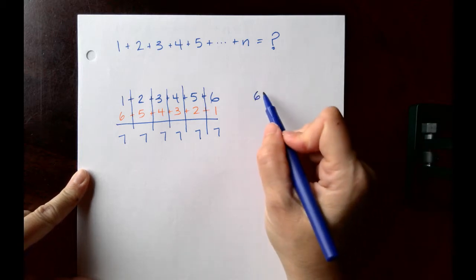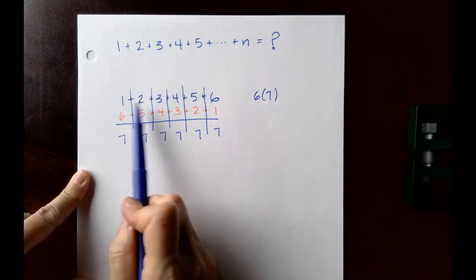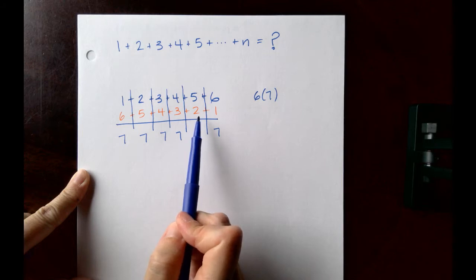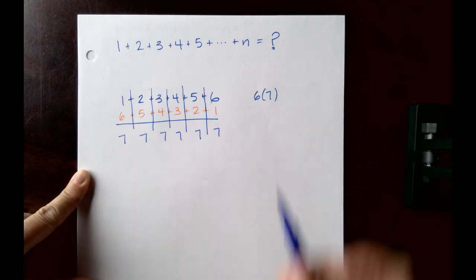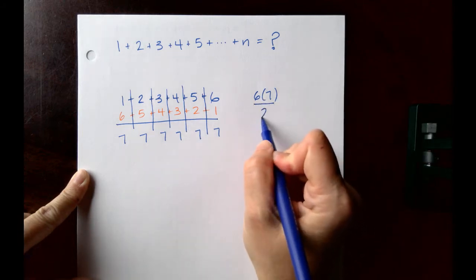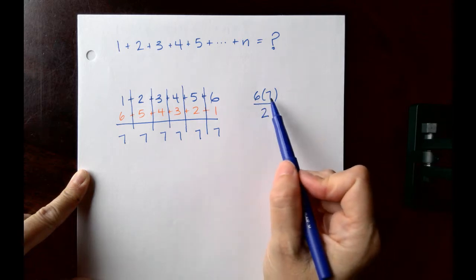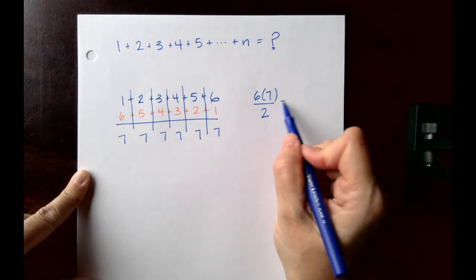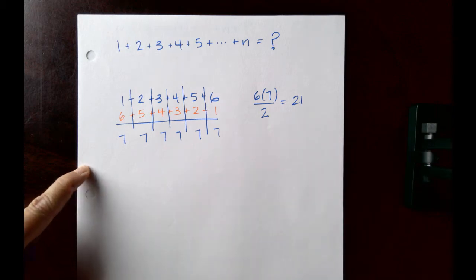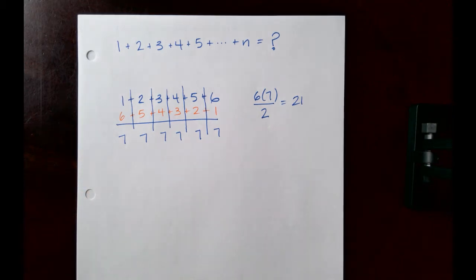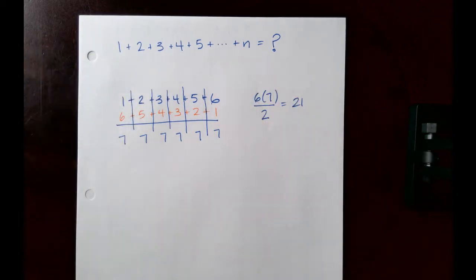6 sets of 7 is found with multiplication. And because you had 2 rows of this happening, that's twice as much as you want. So take that and divide it by 2. 6 times 7 is 42, and divide by 2 is 21. And that's what we got when we added things together by hand. So how does this extend to something with n entries in it?